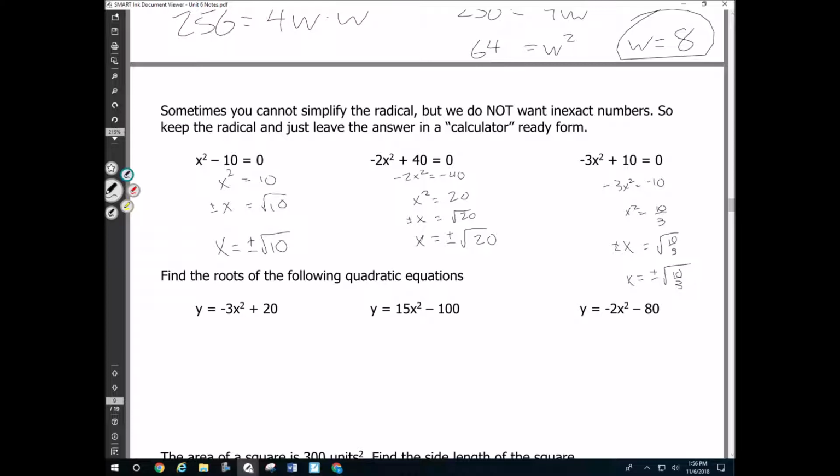The next three says find the roots of the following quadratic equations. What are you going to be doing here? What's the first step? Before I subtract 20. Yes, make sure when you know the roots, to find the roots, it's when y is 0. I'm going to replace all these y's with a 0, and I'm going to solve.